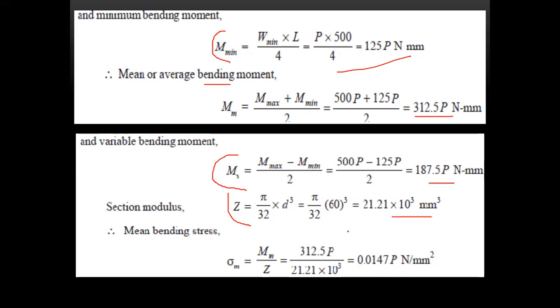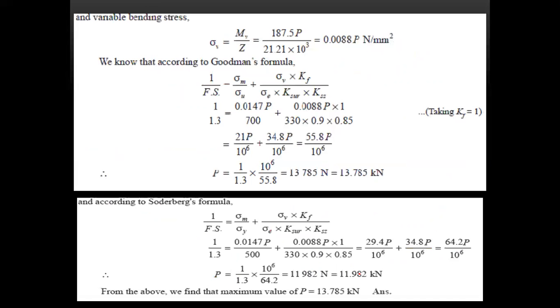There is a value. Then the mean bending stress is equal to this one. Then the variable bending stress sigma V is equal to MV by Z, that is equal to 0.0088P. And by using Goodman's formula, substituting values in all the ways. So we have got P is equal to 1 by 1 by 3, 10 to the power of 6 by 55.8. The value is this one.